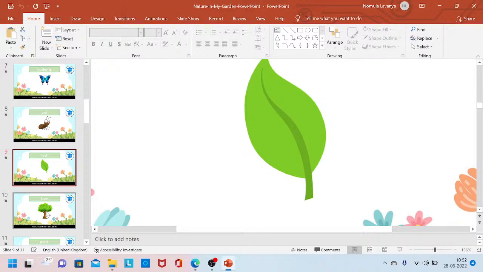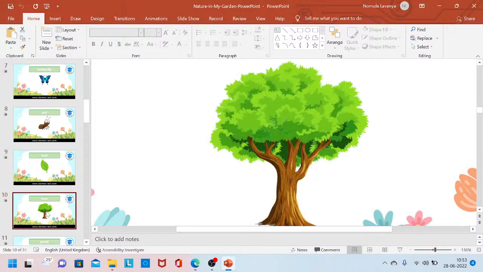And what do we see in the garden? Yes, leaves. We will be able to see different kinds of leaves in the garden. They are not the same. Different trees have different types of leaves, right? For the rose plant we see a different type of leaf, whereas for the banyan tree it will be different, right? So we see different kinds of leaves in the garden.